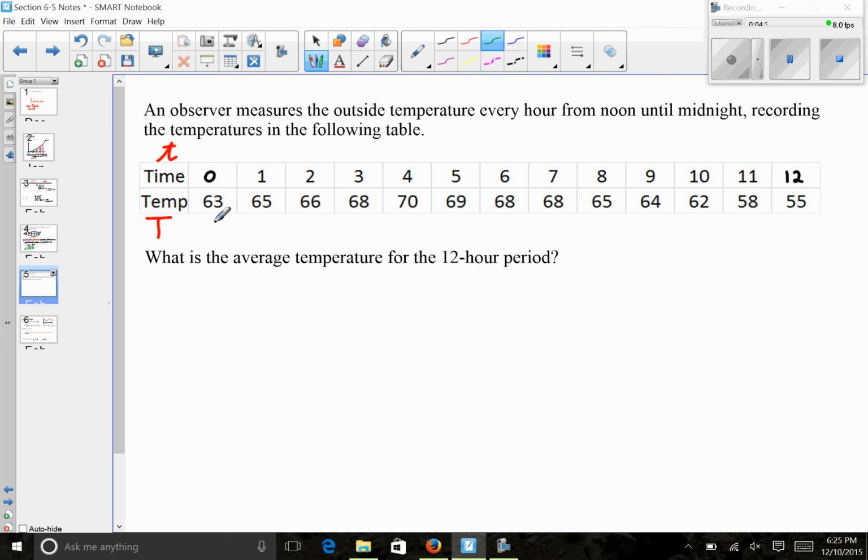Well, with temperature, if we start at 63 and go to 65, those are not unconnected. We have to hit every single temperature in between. So the key here is that this is continuous. And because it's continuous, we need to do this using our average value with integrals.